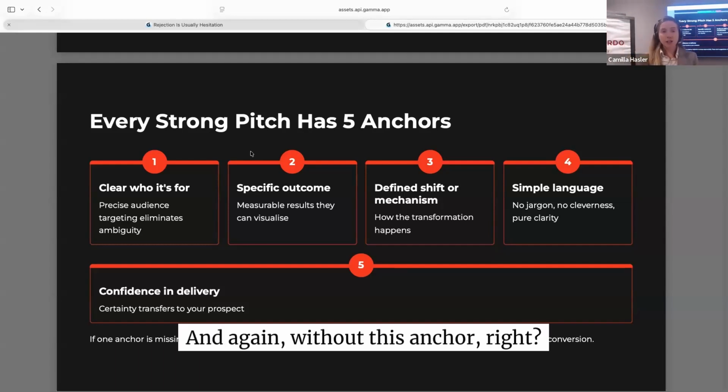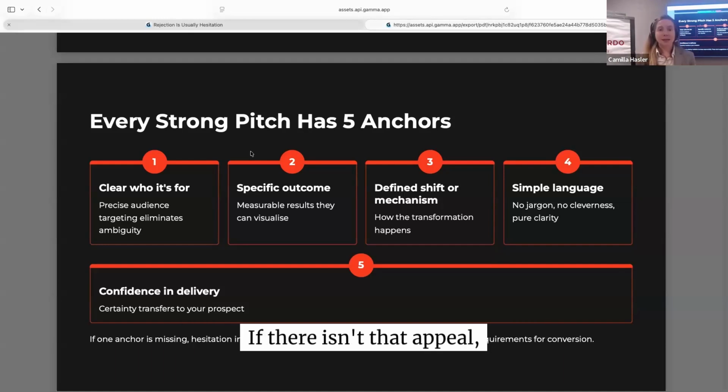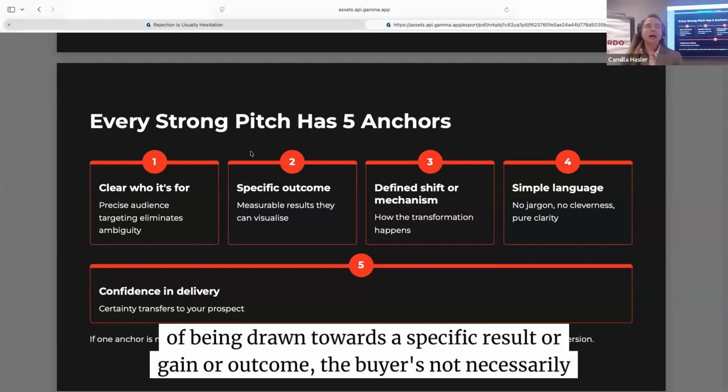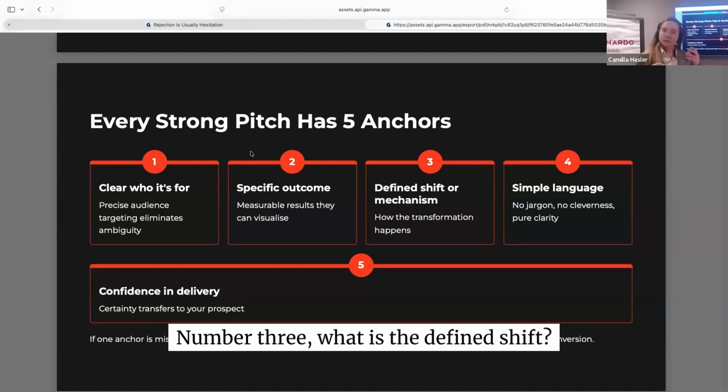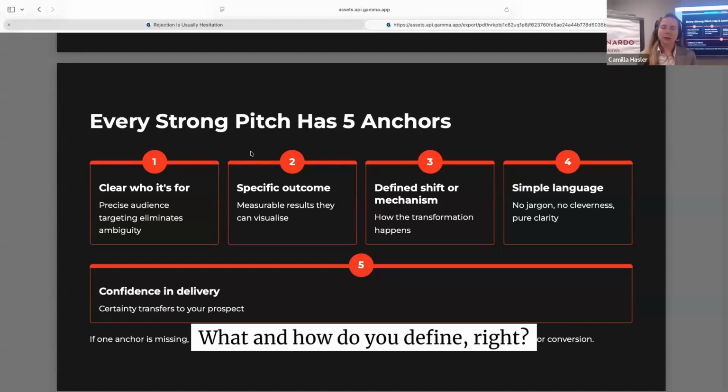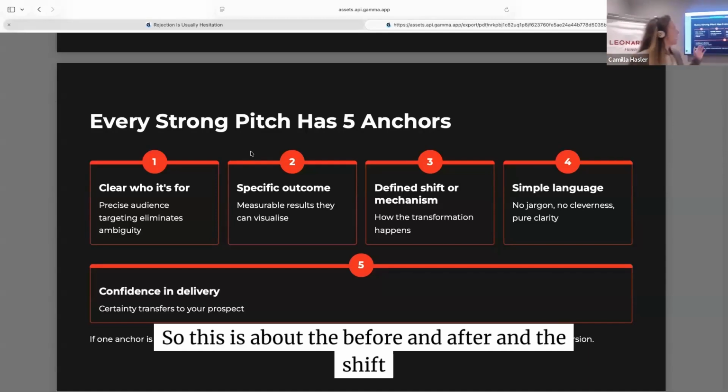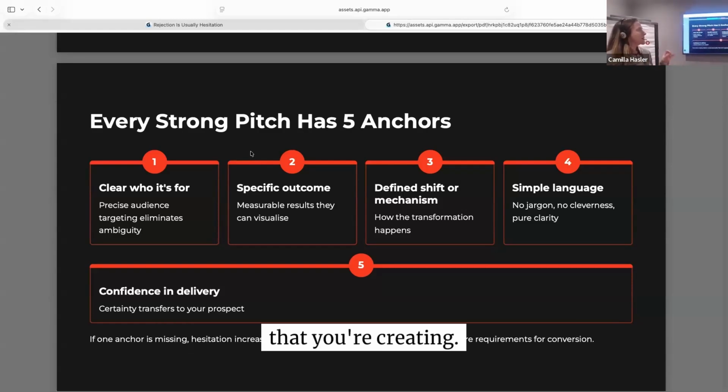And again, without this anchor, if there isn't that appeal of being drawn towards a specific result or gain or outcome, the buyer's not necessarily going to have the motivation to actually move forward in your pitch. Number 3, what is the defined shift? So this is anchor number 3. What and how do you define it? This is about the before and after and the shift that you're creating.